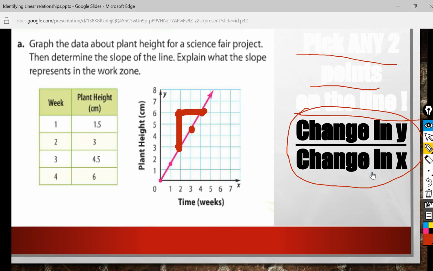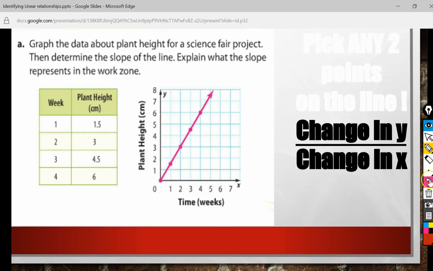So doing that, I see that my rise is, I go from 3 to 6, which is 3. And then my change in x is, I go from 2 to 4, so that's 2. So my change in y was 3, change in x was 2, so that's my slope, or my m, because m means slope. Easy enough, right? Alright, on to the next slide.